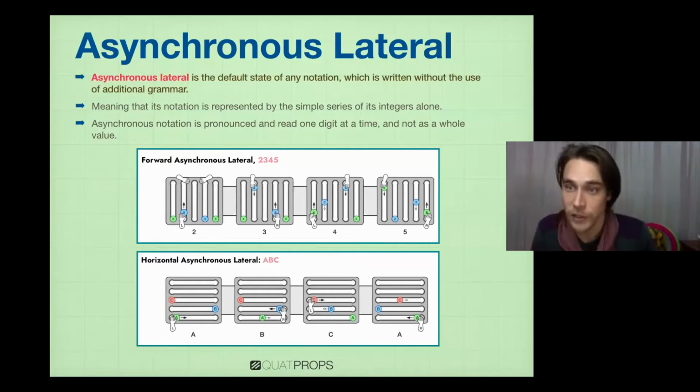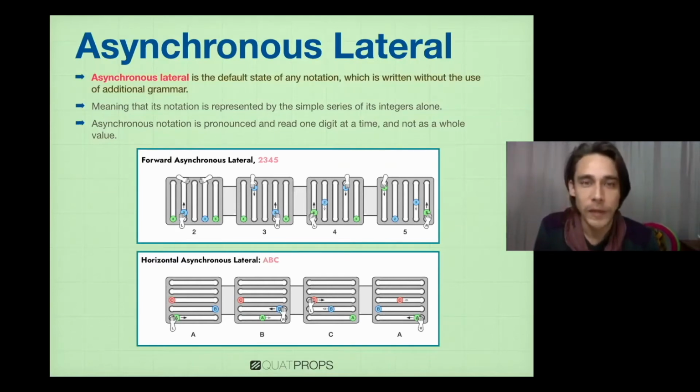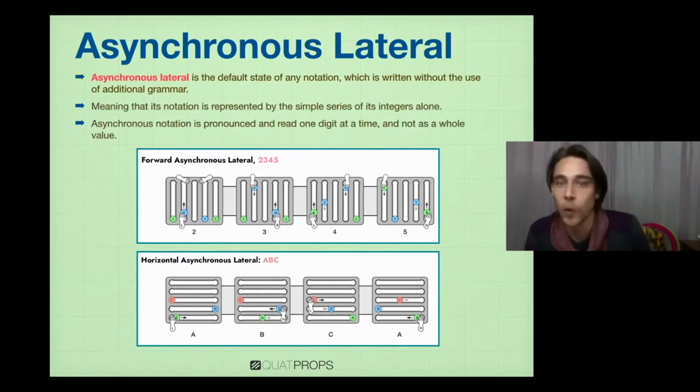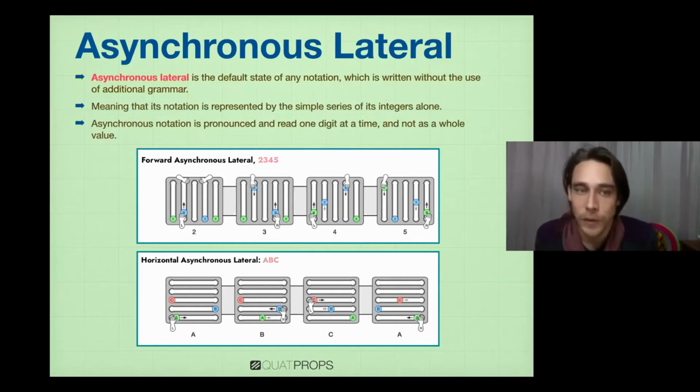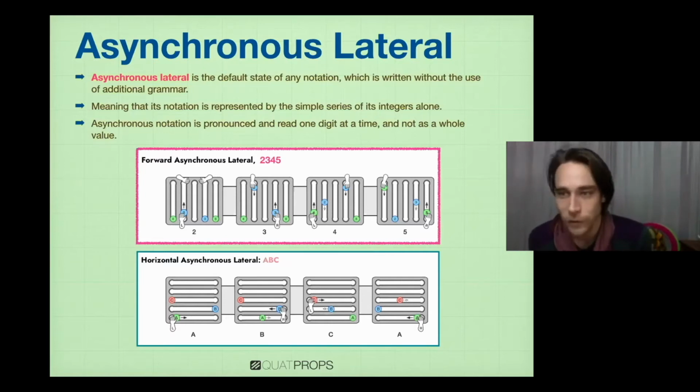And we structure our notation now by its formation because that's what matters to us, right? So we begin with asynchronous lateral, and this is written just as a series of numbers, no grammar. If you just see a series of numbers, we know it's asynchronous and we know it's lateral, right? That's the default. Asynchronous notation is pronounced and read one digit at a time and not as a whole number. So in the first example of 2, 3, 4, 5, we pronounce it 2, 3, 4, 5. I don't say 2,345, right? I say it one number at a time.